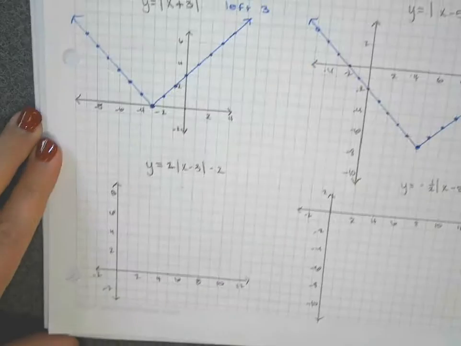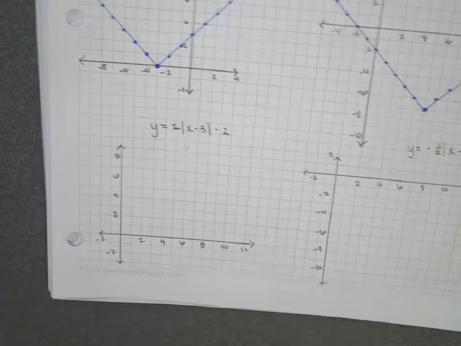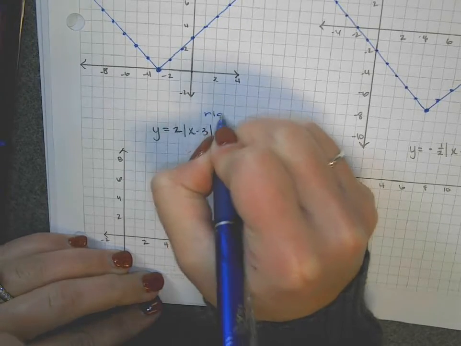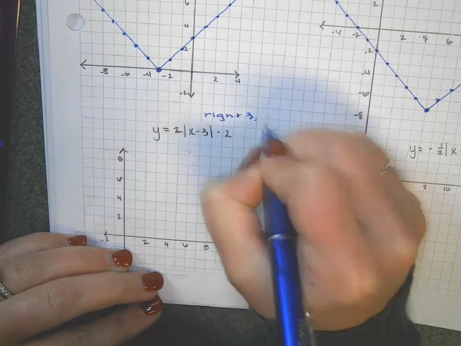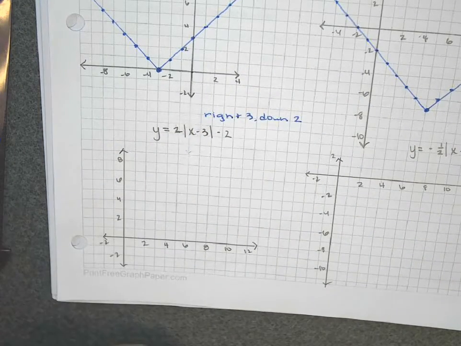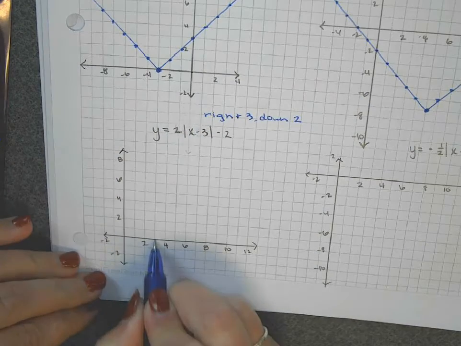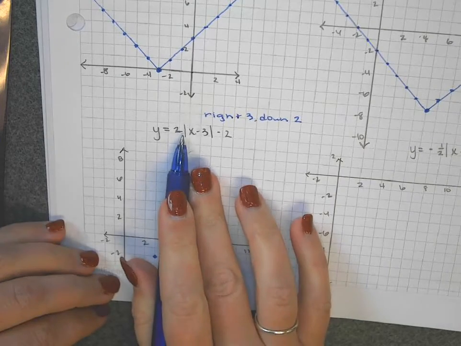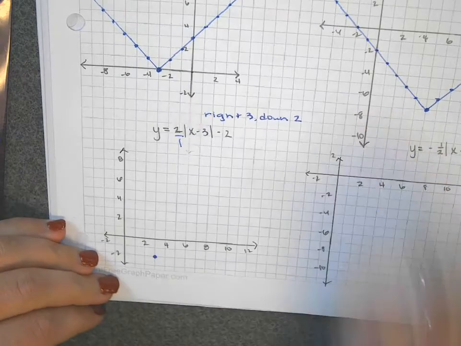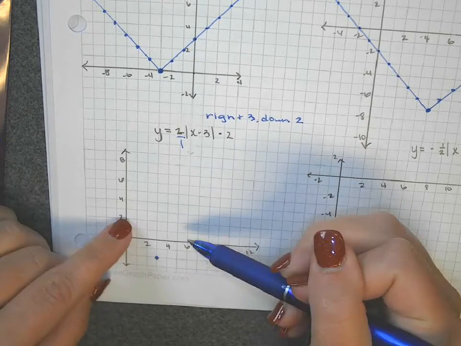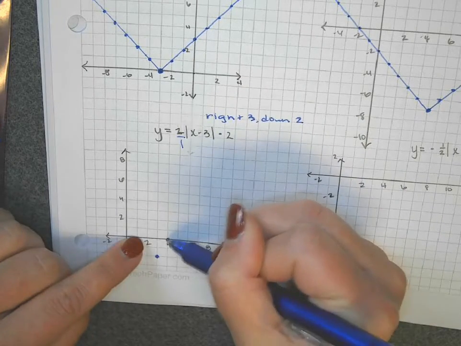All right. Then, this one goes to the right 3 and down 2. So that's going to be where your vertex is. To the right 3, down 2. However, this one now has a multiplier. Rise 2, run 1. It is a V, so we're going to be going up and out. So up 2, out 1.